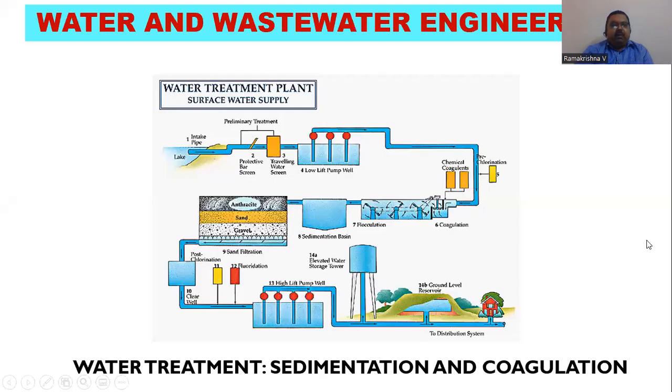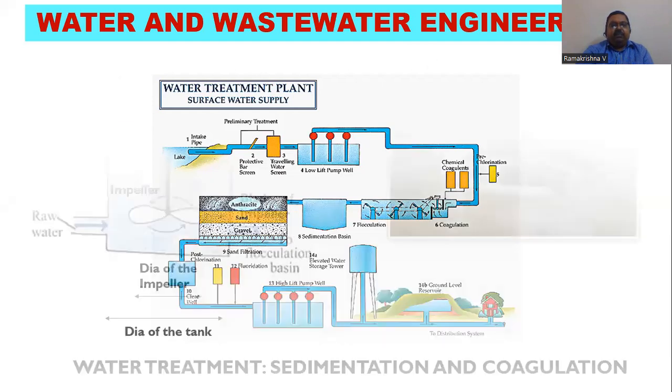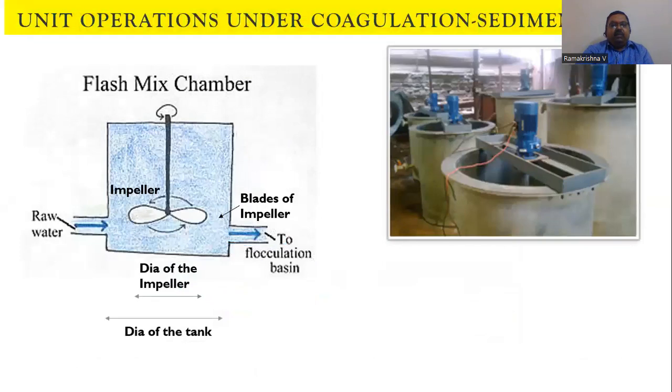So welcome back. In this video, we'll be talking about the unit operations for coagulation practices. The first one is the rapid mixing unit, which we are calling a flash mixing chamber or simply flash mixer. So this is a flash mixer. You can see here in this model picture. This is what you call a tank.